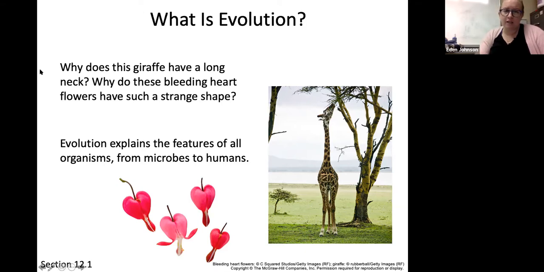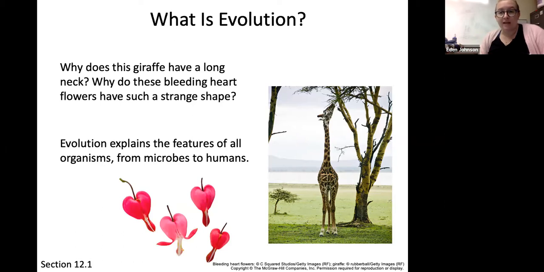So what is evolution? Why does this giraffe have a long neck? Why do these bleeding heart flowers have such a strange shape? And it's because through the process of evolution and natural selection, these organisms that have had traits that cause them to really excel in their environment, they're selected for.